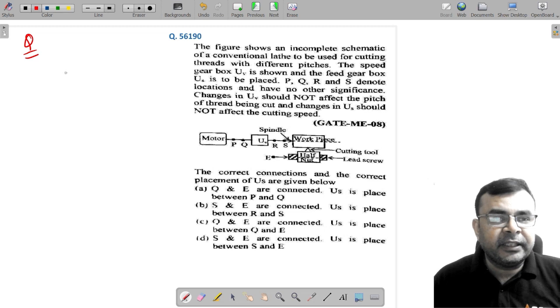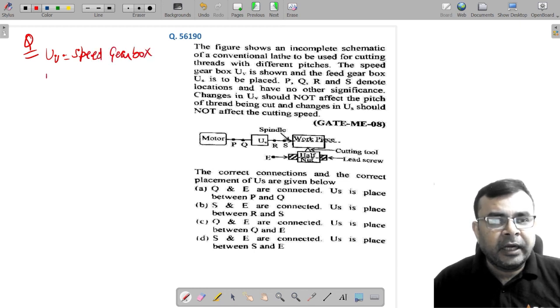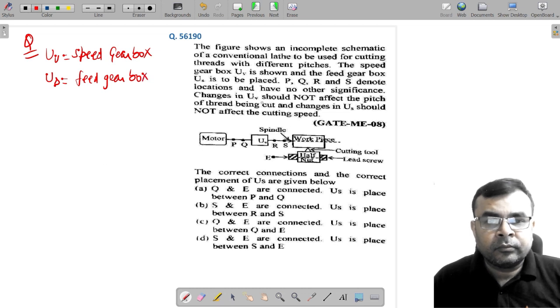So US is a feed gearbox, UB is a speed gearbox. Feed gearbox means this is a gearbox which is provided to the lead screw, so that we can engage the feed rod with the lead screw for providing automatic tool translation along the work axis. Is it right? Is to be placed at PQRS.